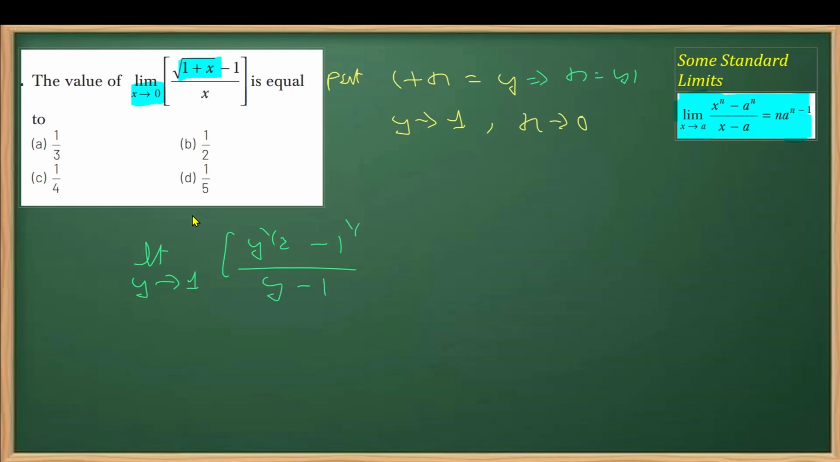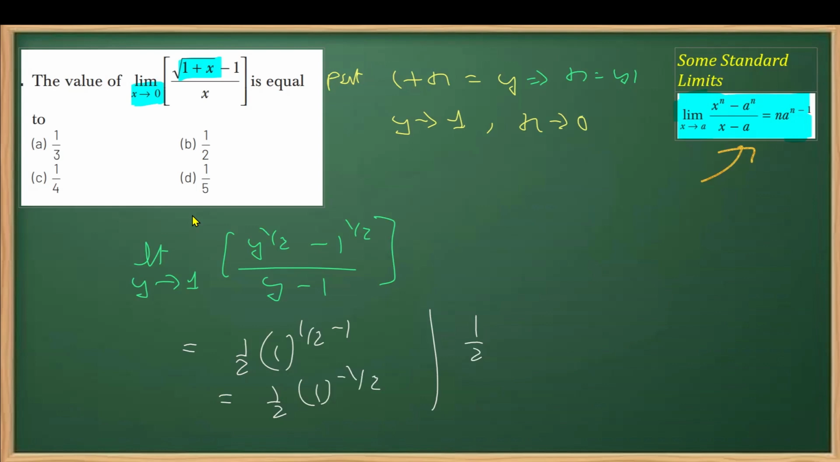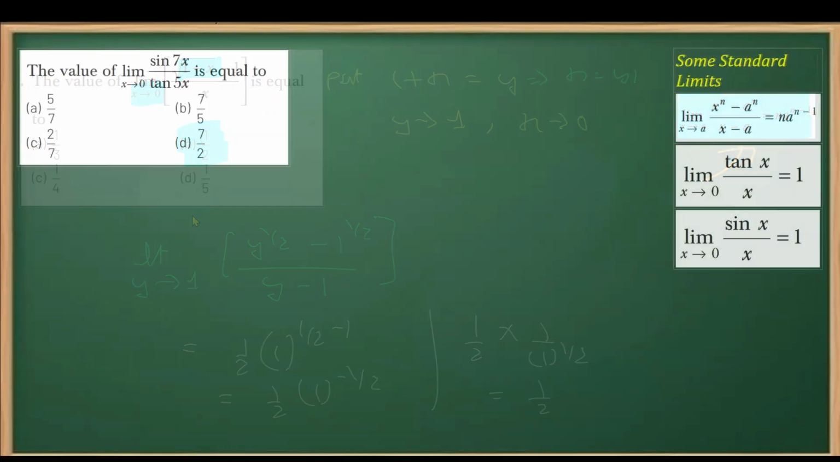So 1 raised to the power any number is 1 only, so we can write 1 as 1 raised to the power half. Now you can apply this standard limit over here. So this is equal to n, which is half here, into a is 1, raised to the power half minus 1. So this is 1 raised to the power minus half, which you may write as 1 over 1 raised to the power half. 1 raised to any power is 1 only. So half is the answer in this case. So yes, B is the correct option.